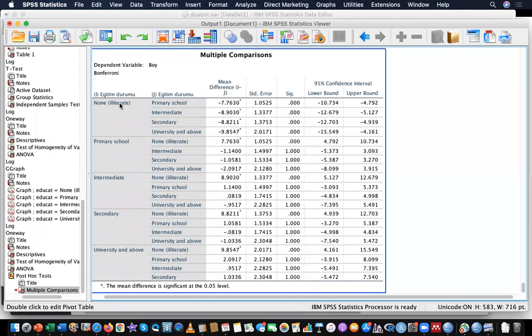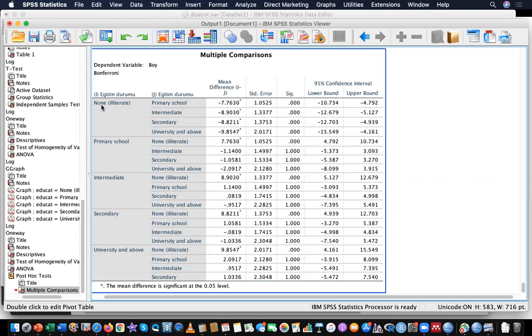The no educated ones with primary school, intermediate, secondary, and university compared. The primary school again compared with all the possible, intermediate with all the possible combinations. And here I see the P values for each of them.